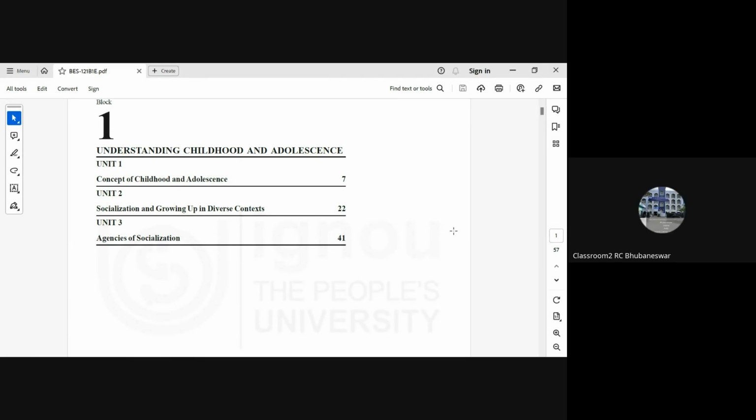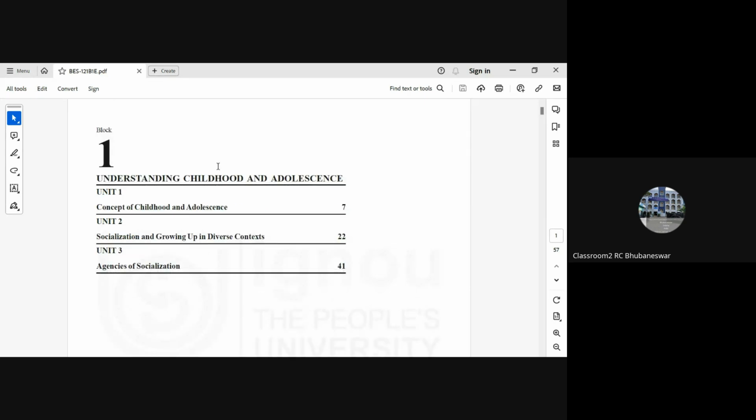Very good evening, everybody. Today is the first class of BES-121. This paper is related to childhood and growing up. This block has 3 units. Block 1 is related to understanding childhood and adolescence. Unit 1 is the concept of childhood and adolescence, unit 2 is socialization and growing up in diverse contexts, and unit 3 is agencies of socialization.